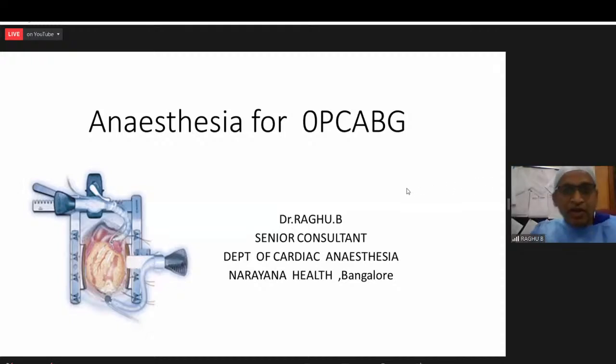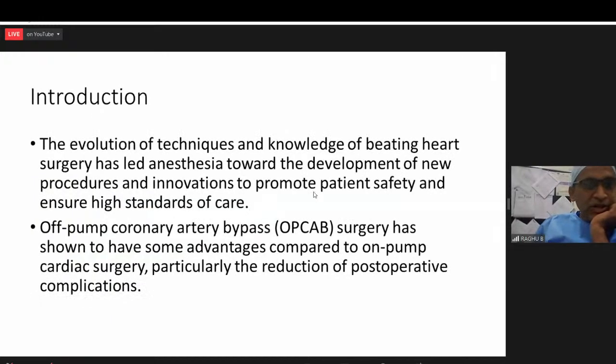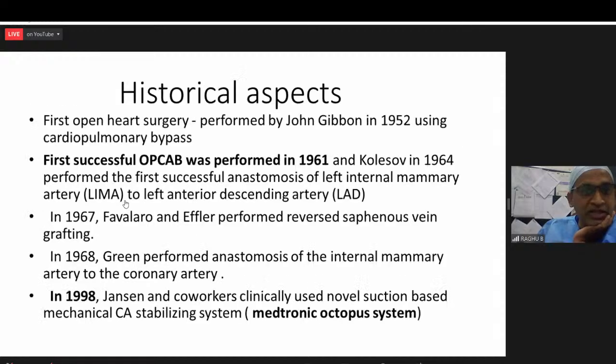Thank you. Good evening, everybody. Today, I'm going to briefly talk about anesthesia for off-pump surgery. Coming to the introduction, the evolution of techniques and knowledge of beating heart surgery has led anesthesia towards the development of newer procedures and innovations to promote patient safety and ensure high standards of care. Off-pump CABG has been shown to have some advantages when compared to on-pump surgery, particularly in reducing the post-operative complications.